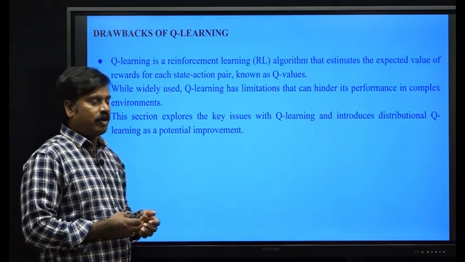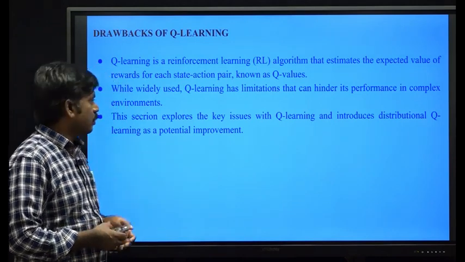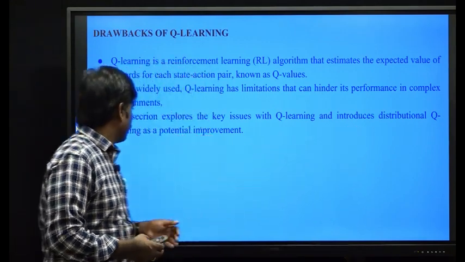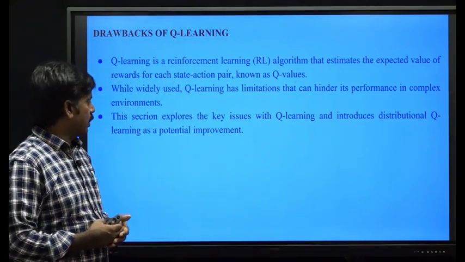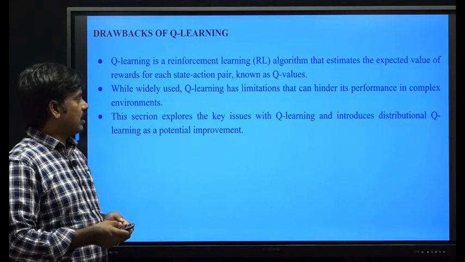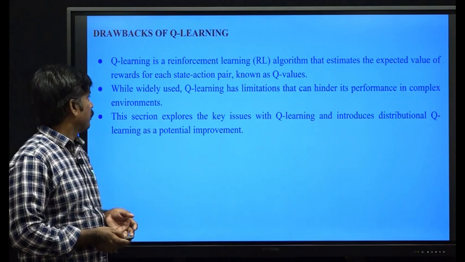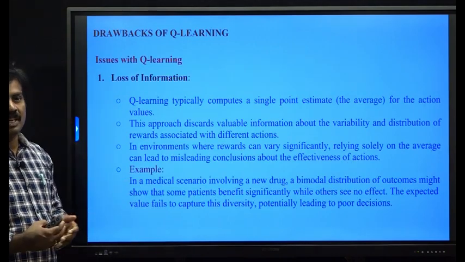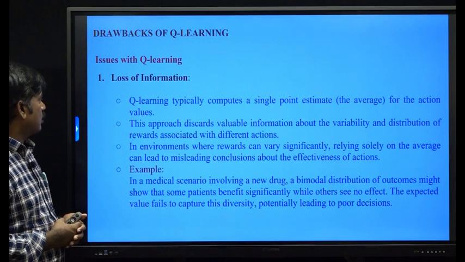These issues are solved by using distributional Q learning. The distributional deep Q learning concept was introduced to solve the Q learning issues with complex environments. What are the issues faced by Q learning in complex environments?